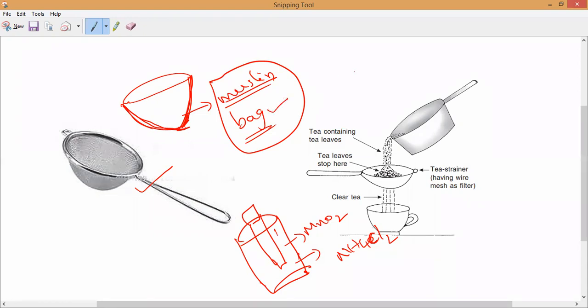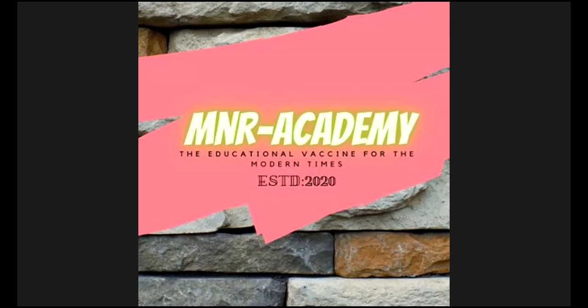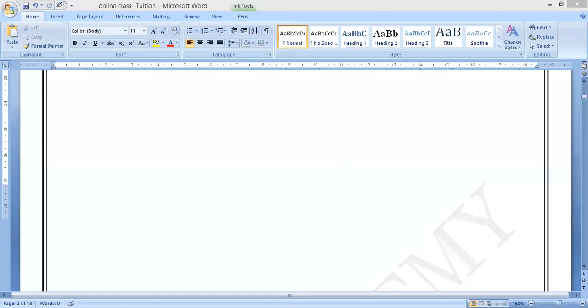Like that, we use many filters in our daily life. We use them to separate what? Insoluble solid from liquid by filtration. For example, tea leaves are separated from prepared tea by the method of filtration only. The tea powder is removed.